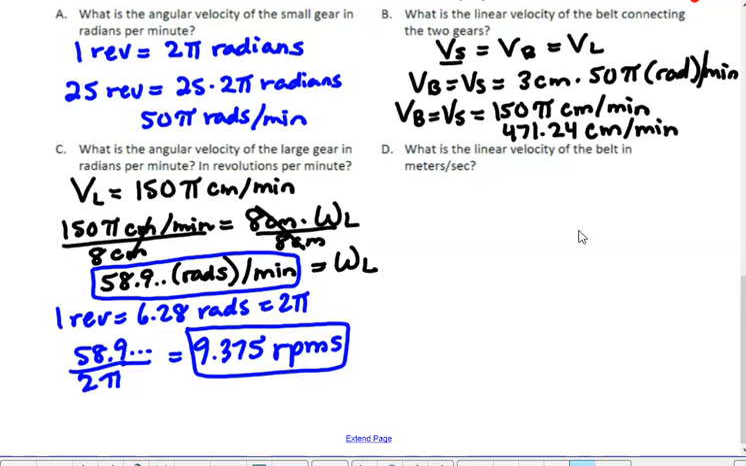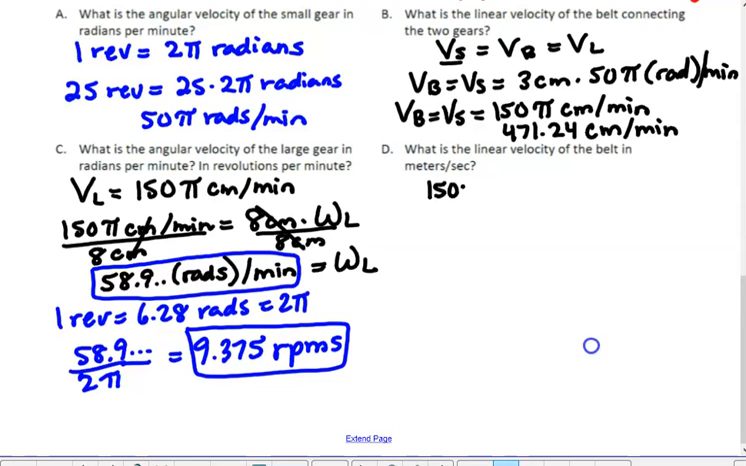Now, what is the linear velocity of the belt in meters per second? All right, so we have the linear velocity of the belt already in centimeters per minute. So this is a matter of changing units. I'm going to show you a method I used to change units. It's very similar to a method you may have seen in chemistry called dimensional analysis. You don't have to do it this way, but I find this is a really efficient way, especially when you're dealing with different units.